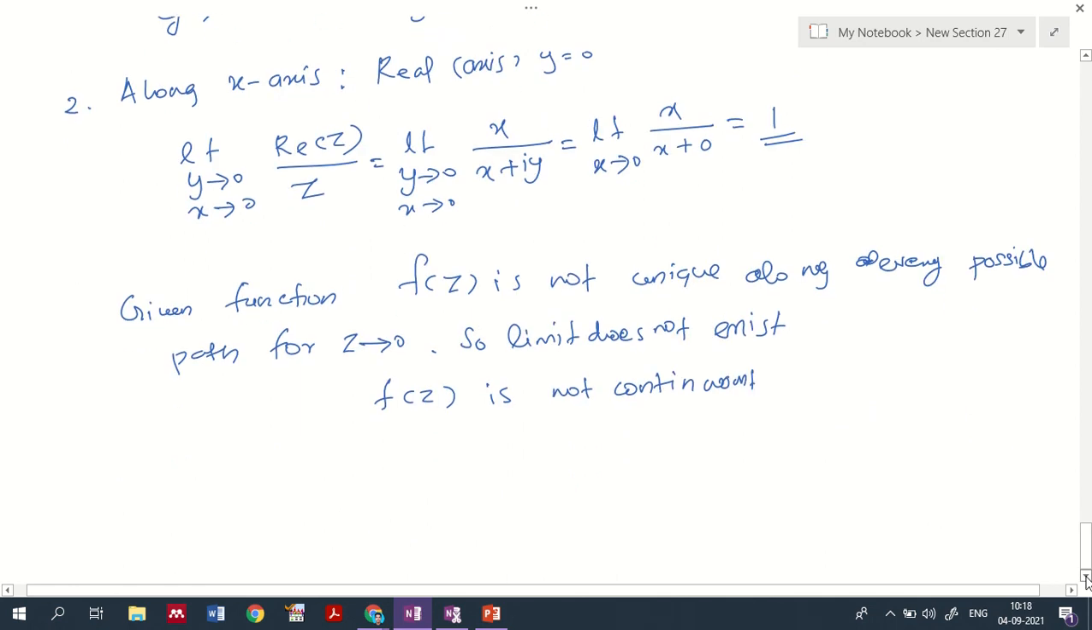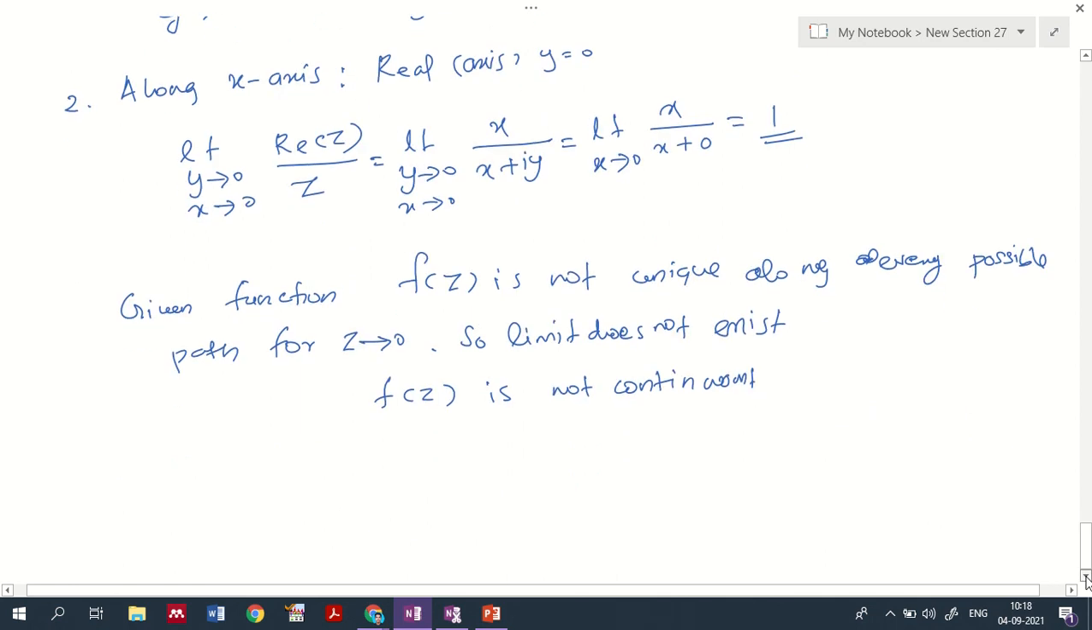So let me just introduce you to the next problem. Here, show that z times z bar is not continuous.